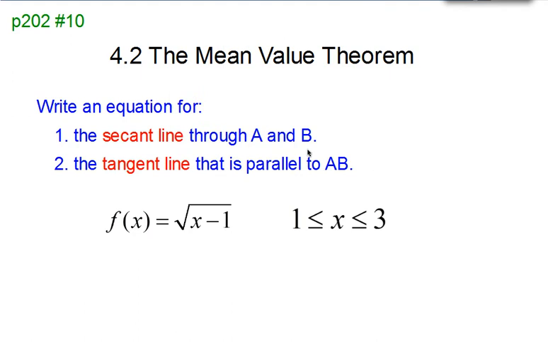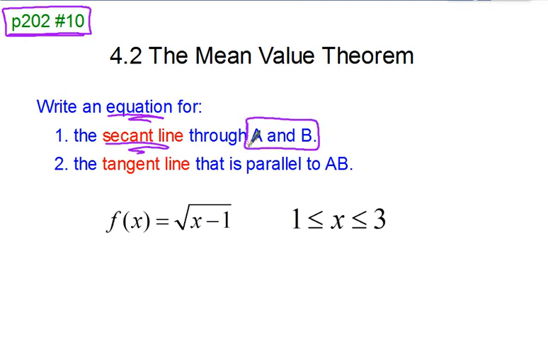Hey Sherwood, today we're looking at the mean value theorem from lesson 4.2, and I chose an example on page 202, problem 10 from the homework set. This problem asks us to write an equation for the secant line that joins two specific points on the curve, and also to write an equation for the tangent line that is parallel to that.